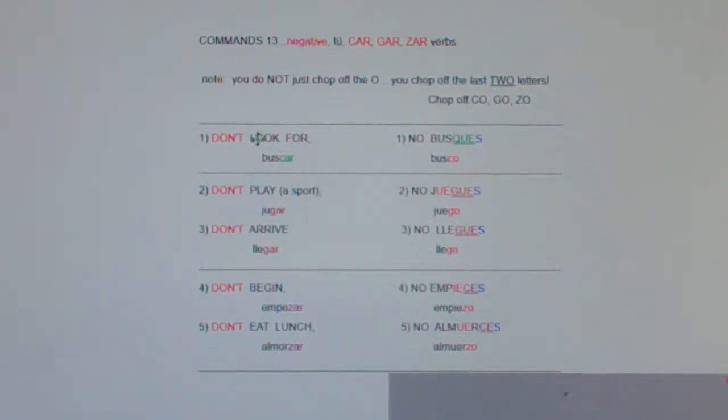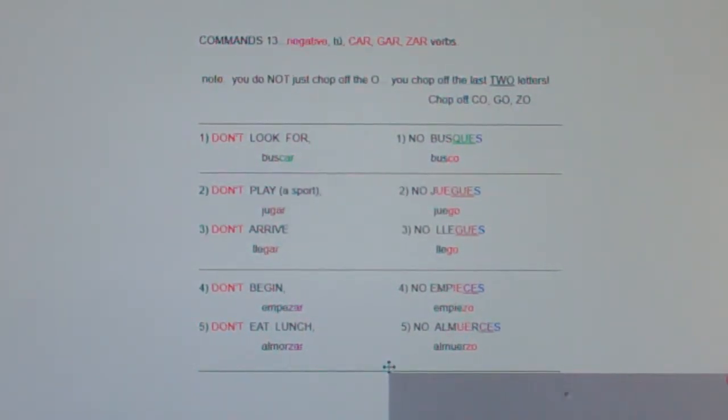Now, let's talk about the yo form first. Buscar is easy in the yo form present tense. It's busco. But notice, jugar in the present tense is a boot verb, or a stem-changing verb. The U turns into UE, so it's juego. Empezar is also a boot verb. The E turns into IE, so I begin in the present tense is yo empiezo. And don't eat lunch: almorzar is also a boot verb in the present tense. The O turns into UE.